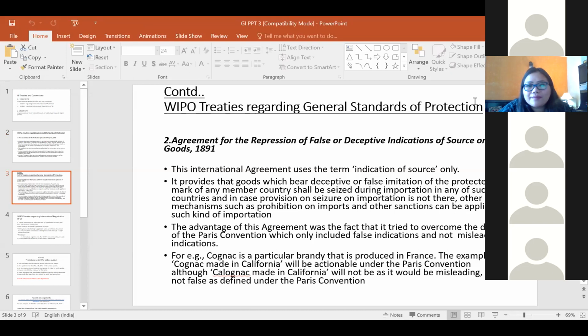Ma'am, a deceptive indication could be, suppose, Alfonso mangoes, being produced only in India, and I just sold those mangoes by saying that they are Alfonso mangoes made in Malaysia. So this is a sort of deceptive one.